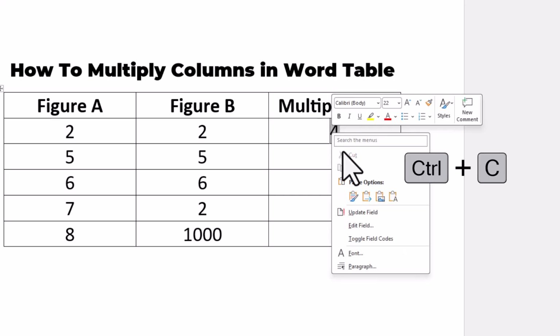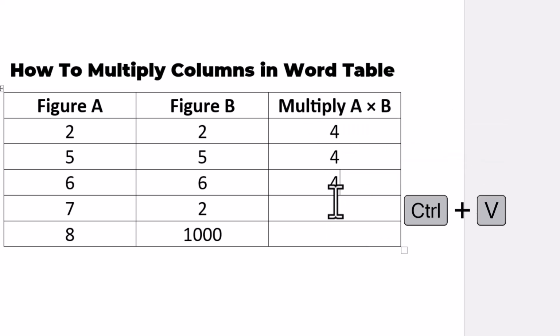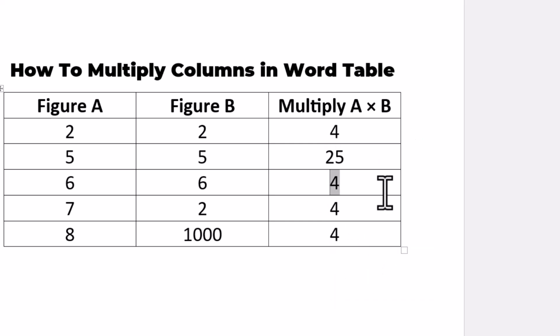Now simply copy and paste this to all cells. As you can see, our formula needs to be updated manually, so simply select the formula and right-click, then choose Update Field, or simply select and press F9 on your keyboard. If you change any number later, you may need to update the formula again.